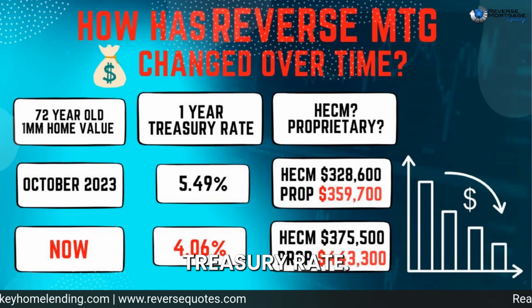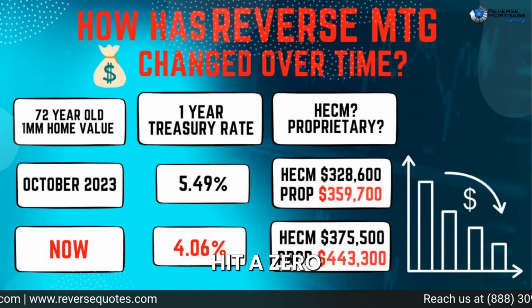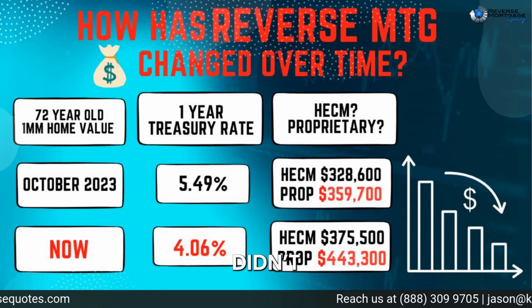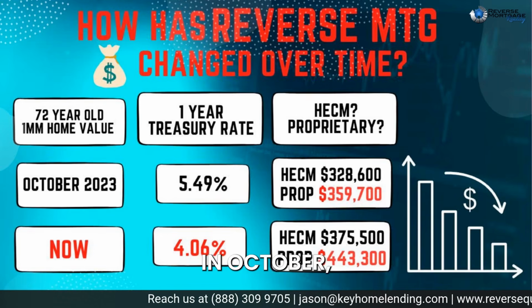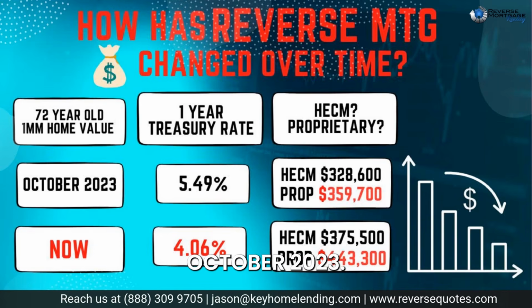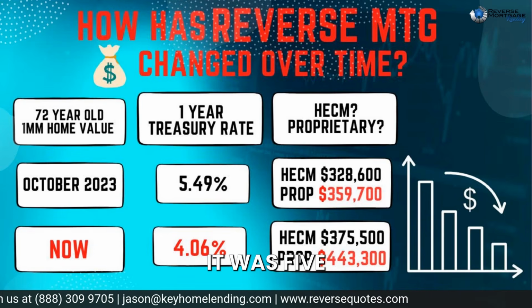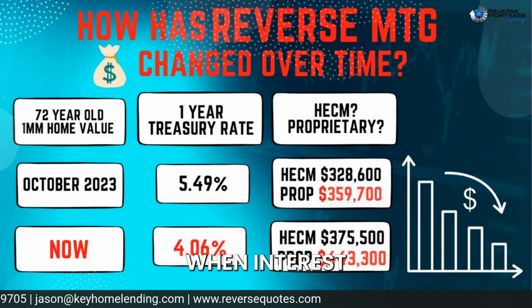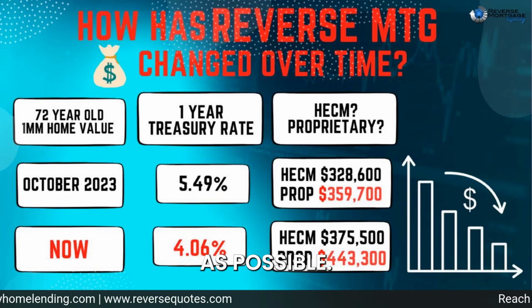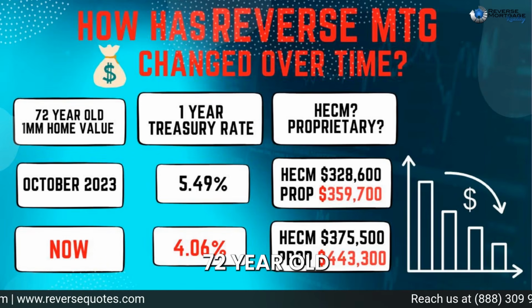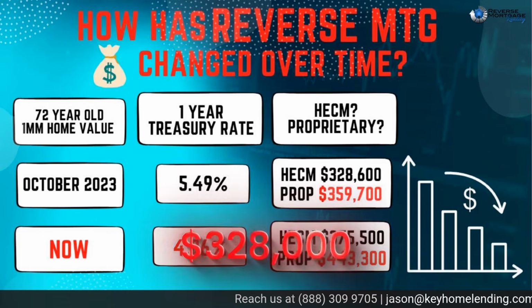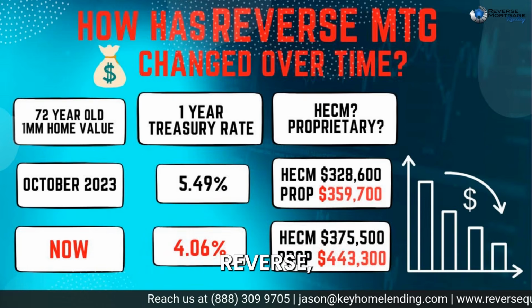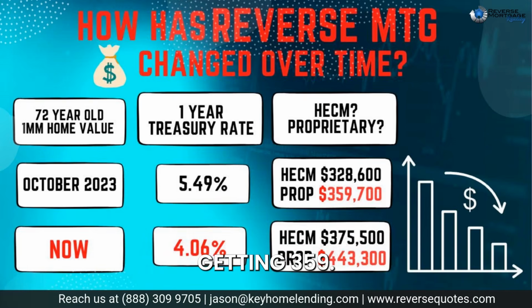It's really the 10-year treasury rate. I think I hit a 0 and it didn't equate on the PowerPoint. But on the 10-year treasury in October, it was about October 2023, so just about 2 years ago, it was 5.5%. That's when interest rates were about as high as possible. And if you look at a 72-year-old with $1 million home value, with the HECM, they were getting $328,000. And with a proprietary reverse, they were getting $359,000.